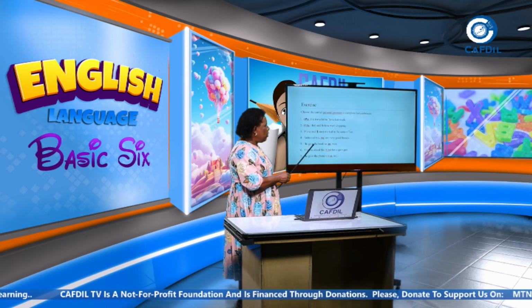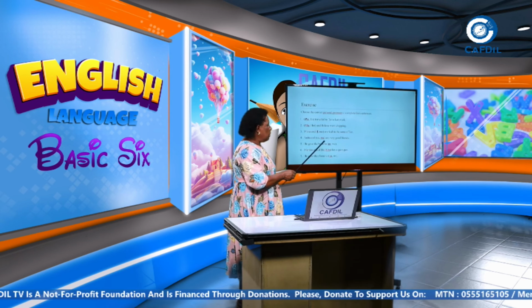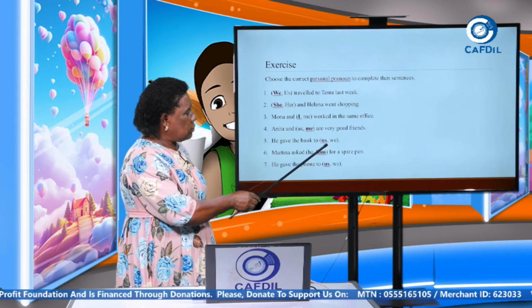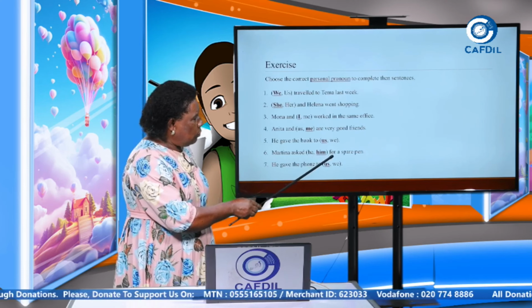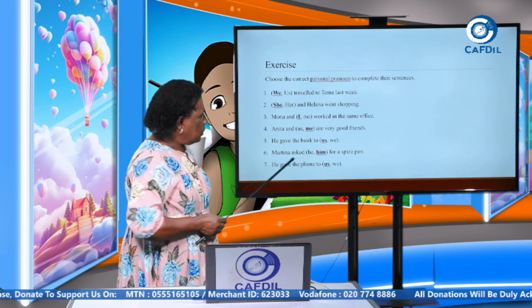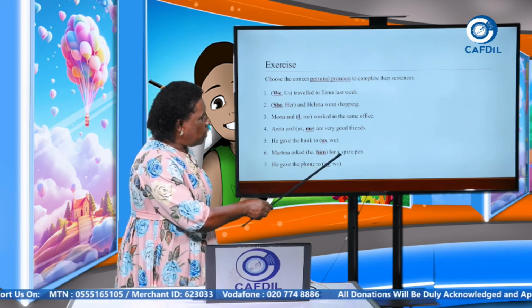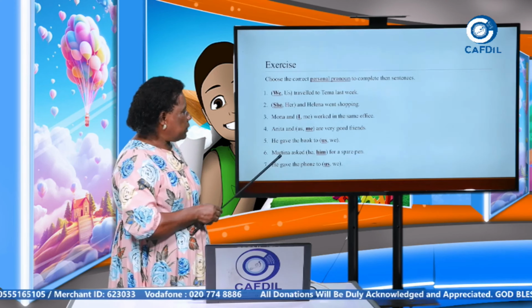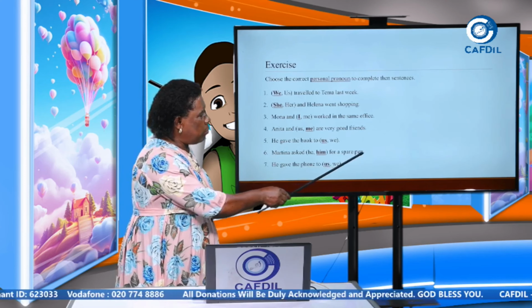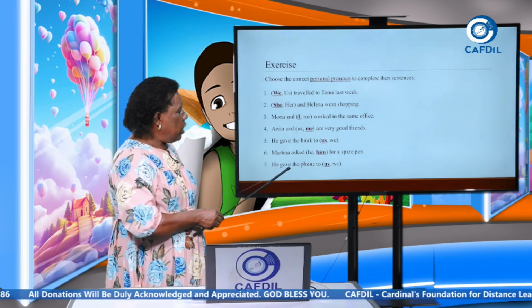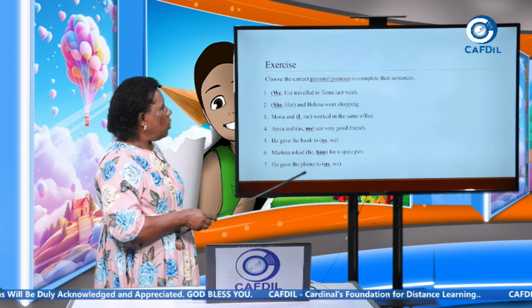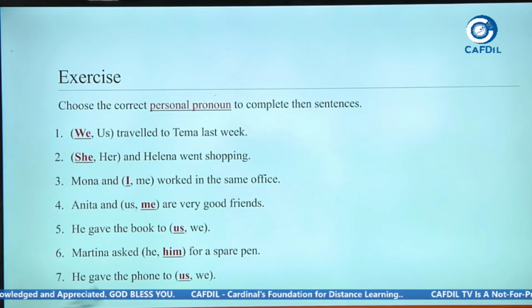5. He gave the book to us. 6. Martina asked him for a spare pen. He gave the phone to us. So all these are the correct personal pronouns we have placed in the sentences. I hope you are all correct. Good.